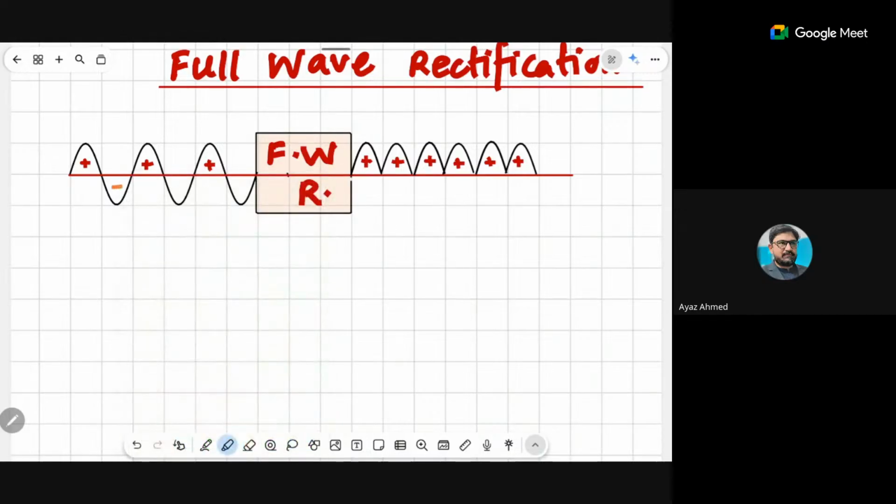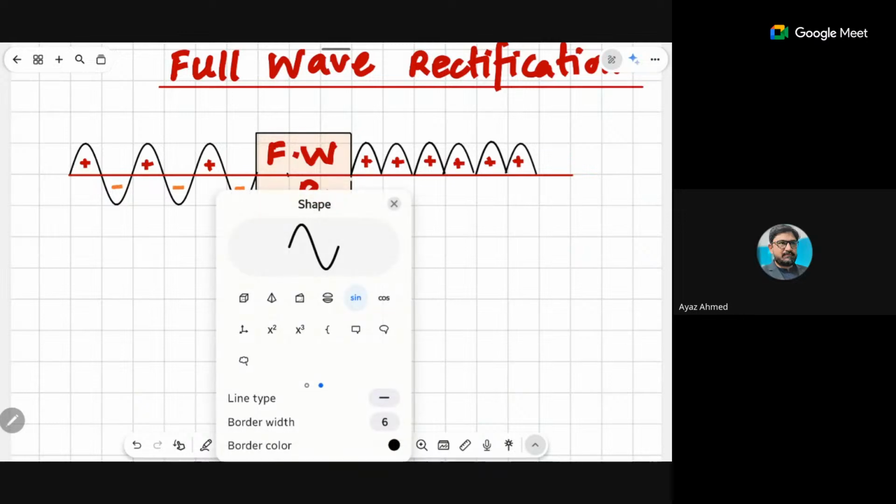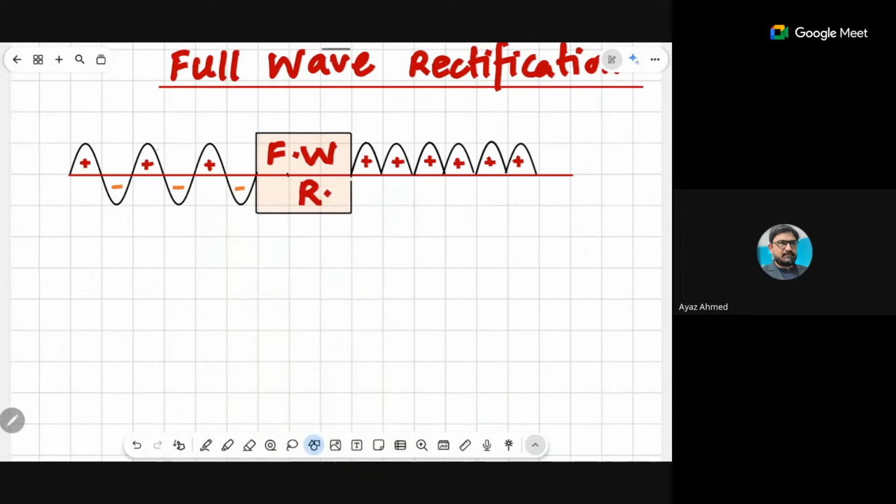This one is your negative half cycle. So all negative half cycles have been clamped, or you can say they have been terminated, and then they have been shifted upward.